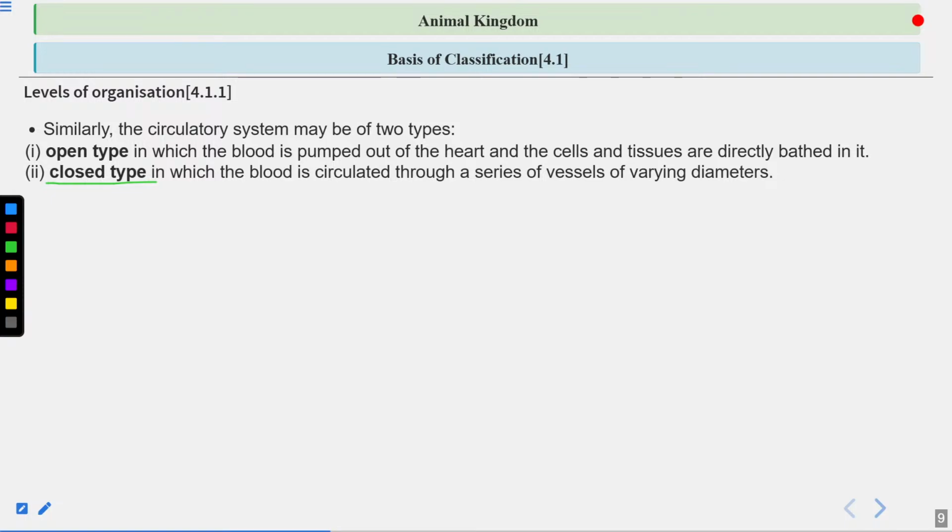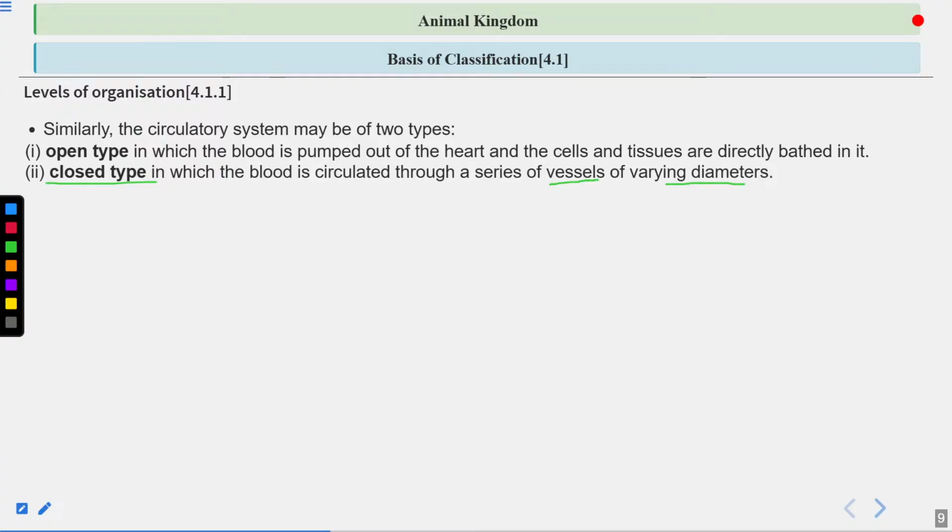Closed form means from the heart, the blood is circulated through every organ with the help of vessels, and they have different diameters. So we have arteries, veins, and capillaries. Right? So open and closed type, these are the two types of circulatory system.